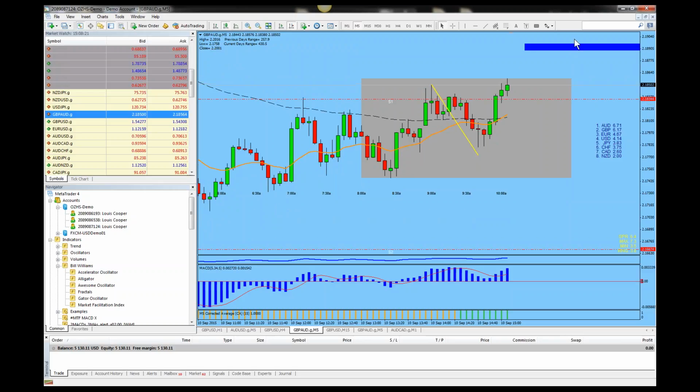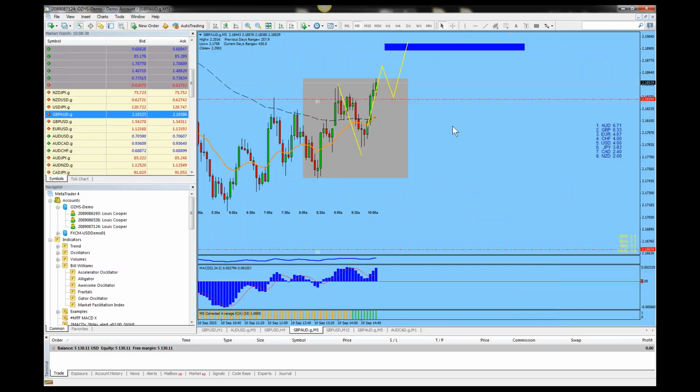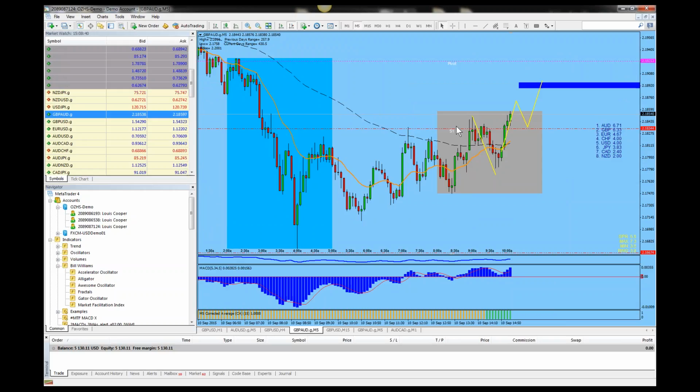This is going to go right up here. This is going to do something like this. Probably come back in here and test this again and then head up. But again, knowing what you want to see, the $64,000 question: what do you need to see to go long? What do you need to see to go short? And that's how you play it.